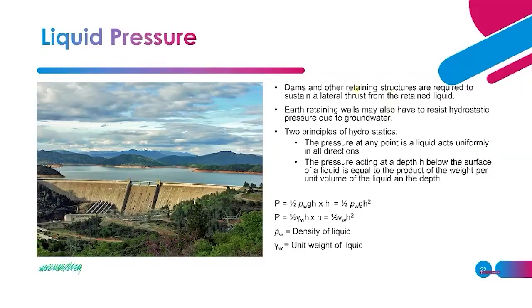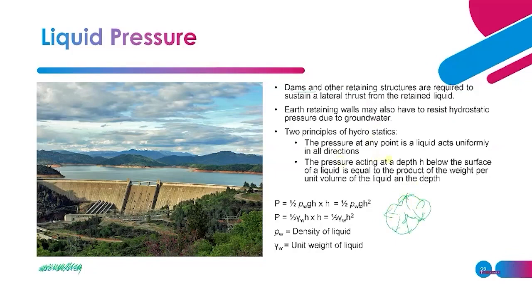Liquid pressure. Dam and other retaining structures are required to sustain a lateral thrust from the retained liquid. Earth retaining wall may also resist hydrostatic pressure due to groundwater, because dalam tanah ada groundwater juga. But this one kita akan kira later lah. Tapi whatever in liquid pressure that we calculate here, let's say you retain water, for example yang duduk belakang retaining wall, contohnya macam dam or any other retaining structure yang retain liquid. By the principle of hydrostatics, the pressure at any point of the liquid acts uniformly in all directions. You ada liquid droplets here, they act semua sama.